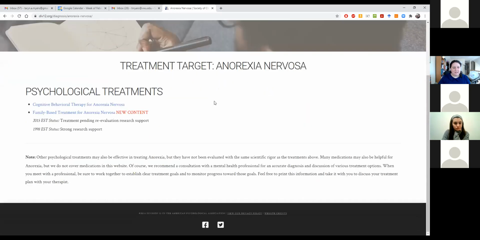And what you'll see is it says, okay, these are the two. There's only two that work for anorexia nervosa, right? And in fact, family-based treatment works better than CBT, to be perfectly honest, which is rare for a CBT person to say. And you'll see they update it all the time with more information.